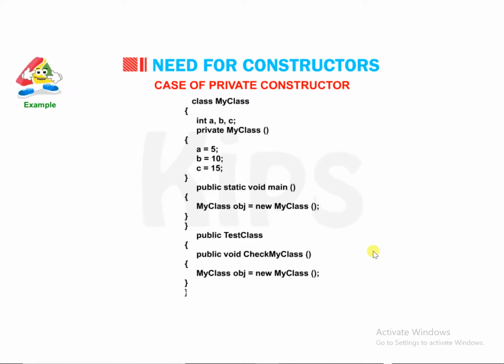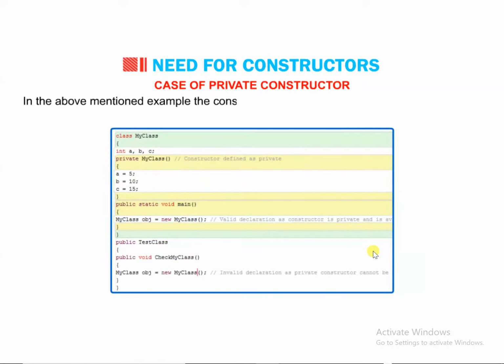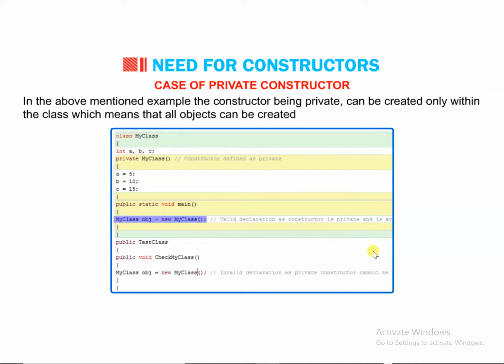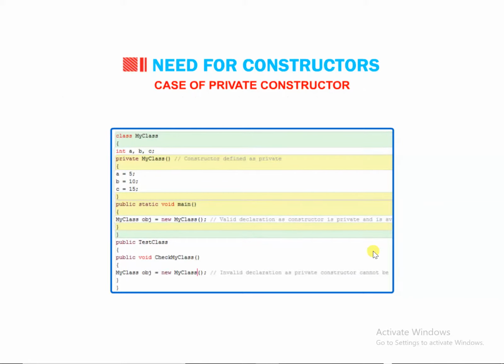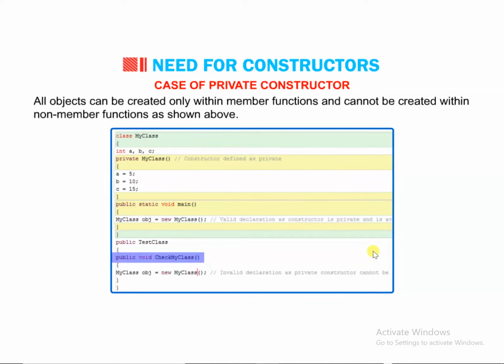Braces close. Braces close. In the above mentioned example, the constructor being private can be created only within the class, which means that all objects can be created within the class. All objects can be created only within member functions and cannot be created within non-member functions as shown above.